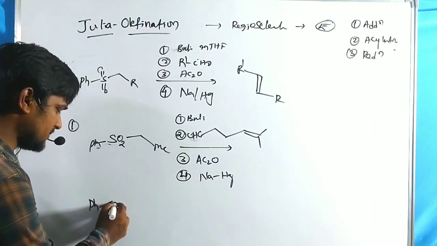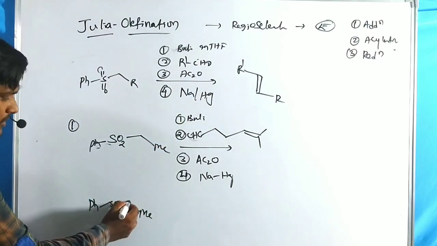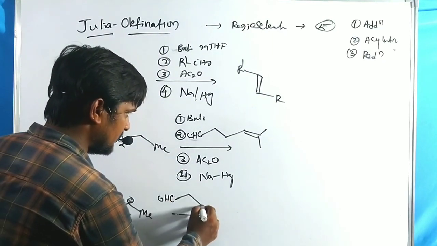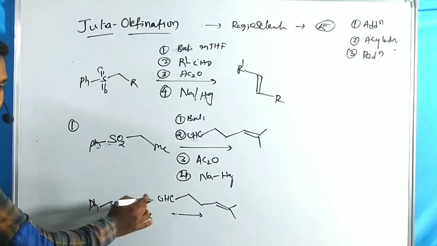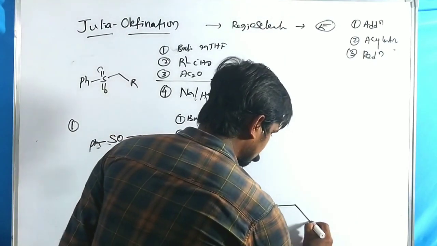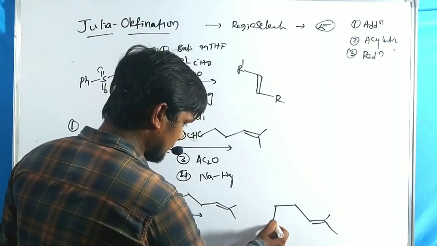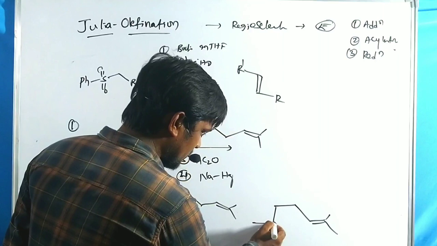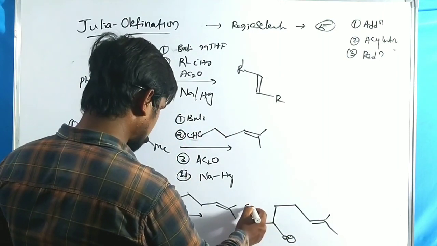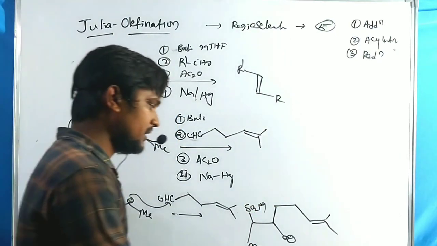In the first step, the proton is abstracted by the base, and it becomes a carbanion. The carbanion can attack the electrophilic center of the aldehyde. Then it forms an adduct with two carbons, and here we get O minus, with SO2 phenyl and the methyl group.